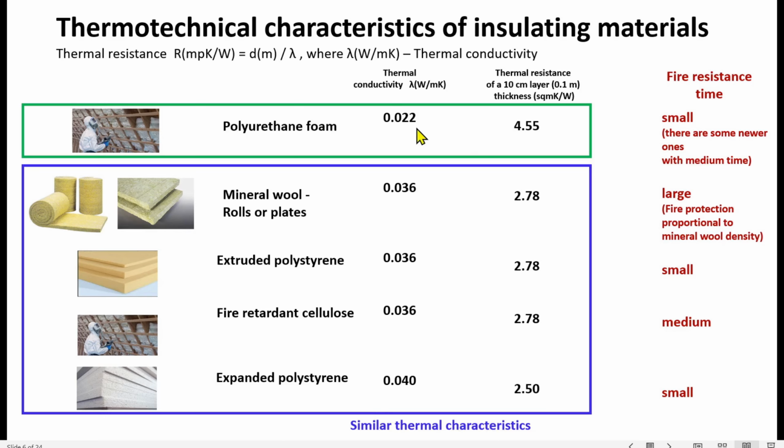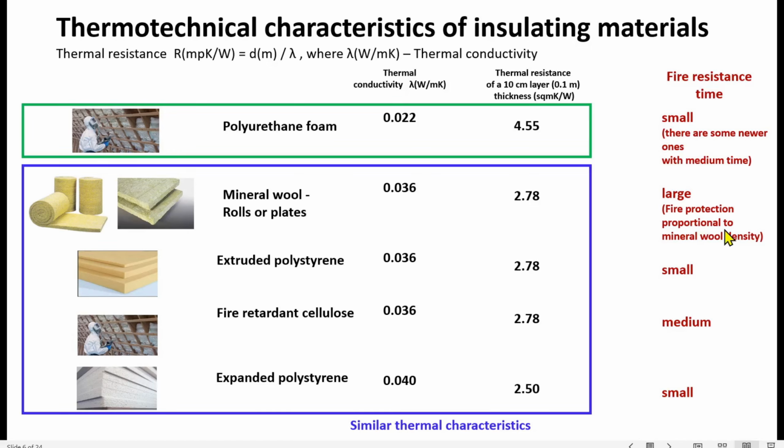For polyurethane foam, we will look at fire resistance time, which is small. There are some newer types with medium time. What is the importance of the fire resistance time? Because most attics are made from wood, it is very important to consider the fire resistance time of thermoinsulating materials. Mineral wool has a large fire resistance time.